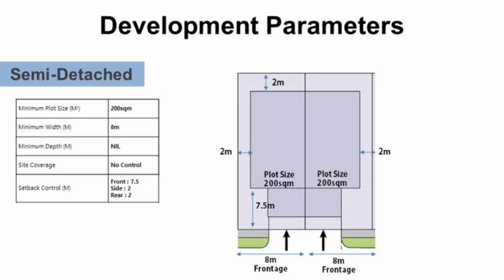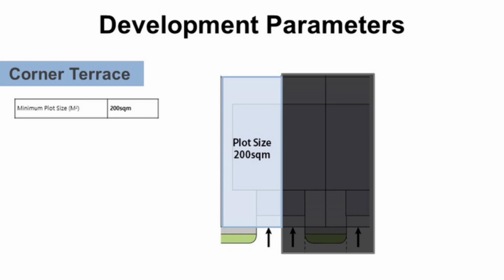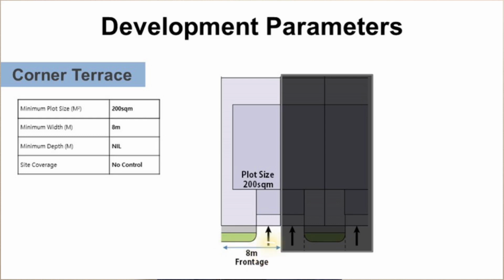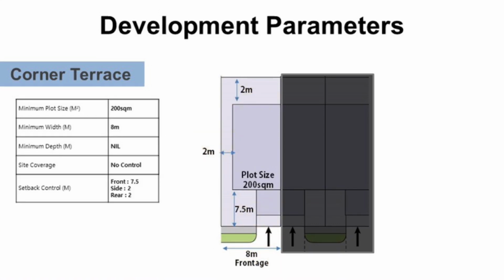Now for the setback, front boundary wall to your main door will be 7.5 meters, and the side and rear setback will be 2 meters. Let's move on to corner terrace. Corner terrace is also similar to Semi-D with a minimum plot size of 200 square meters. Frontage is 8 meters. Side and rear setback are 2 meters.